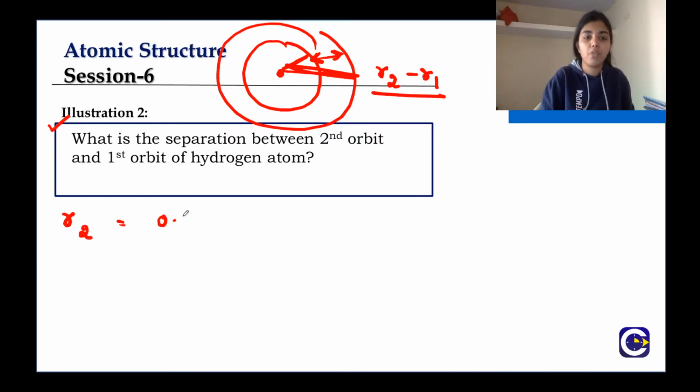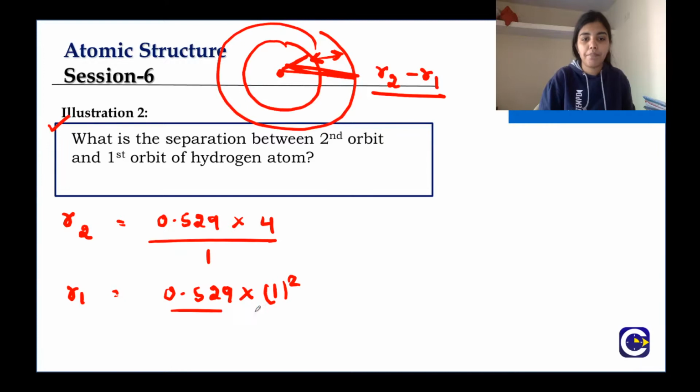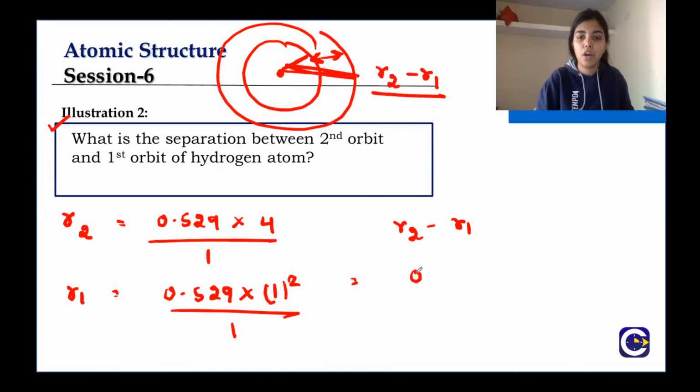So it will be equal to what? 0.529 into n square will be 4 divided by 1 because it is for hydrogen atom. Next R1 will be equal to 0.529 into first orbit is 1 square basically divided by 1. Now you subtract both, R2 minus R1. That will be equal to what? 0.529 into 4 minus 0.529, because 1 square will be equal to 1 and multiplication with 0.529, it will give you what? 0.529 only, right?